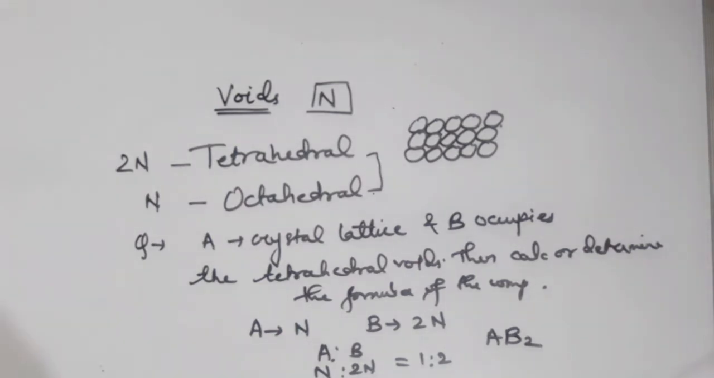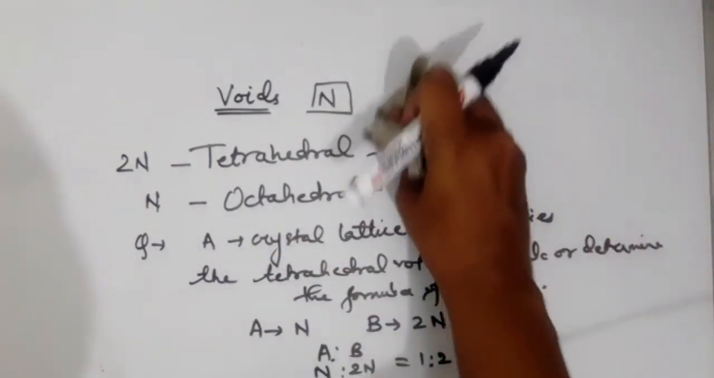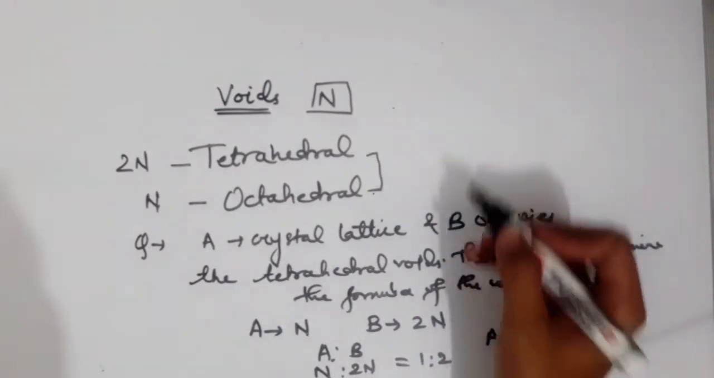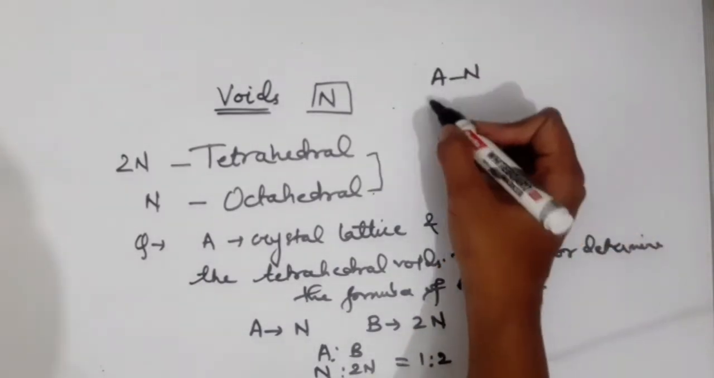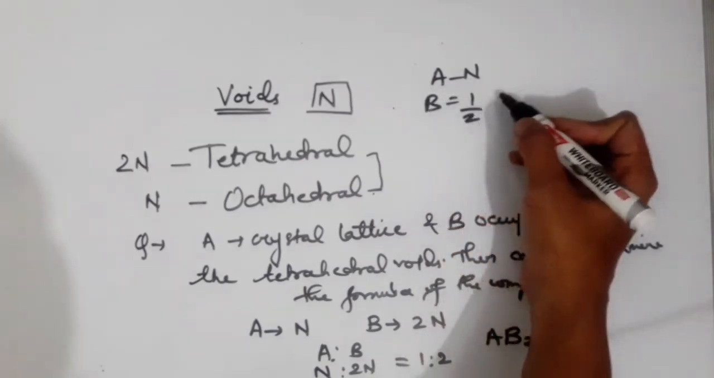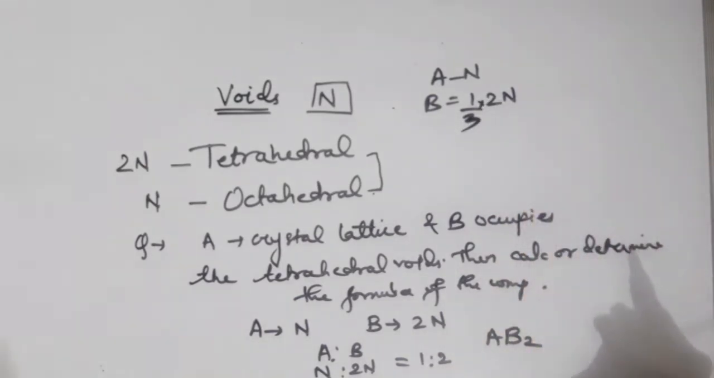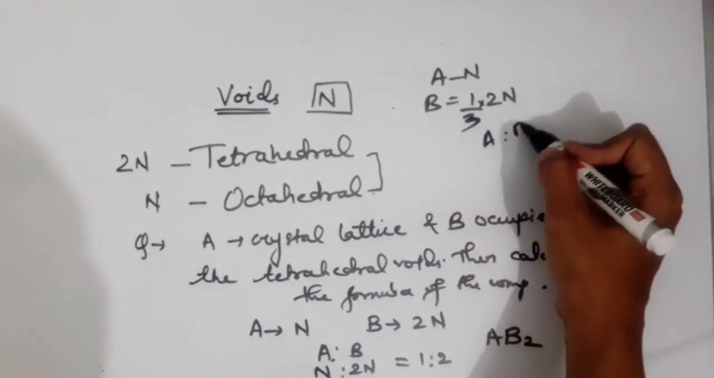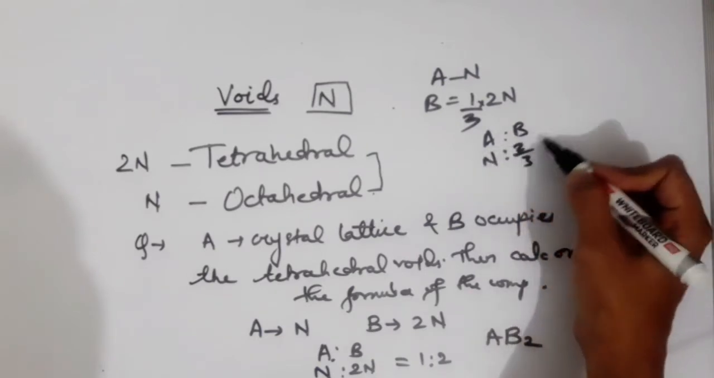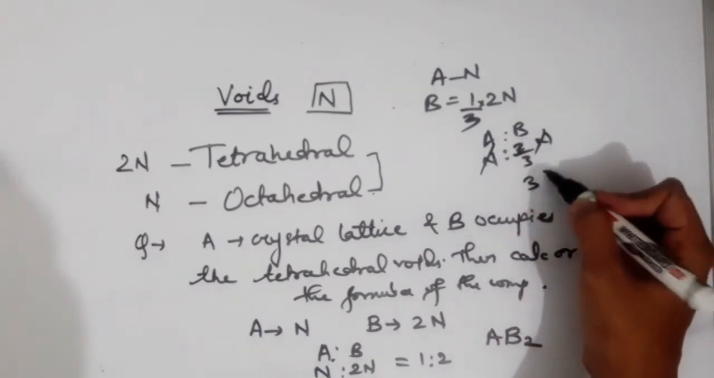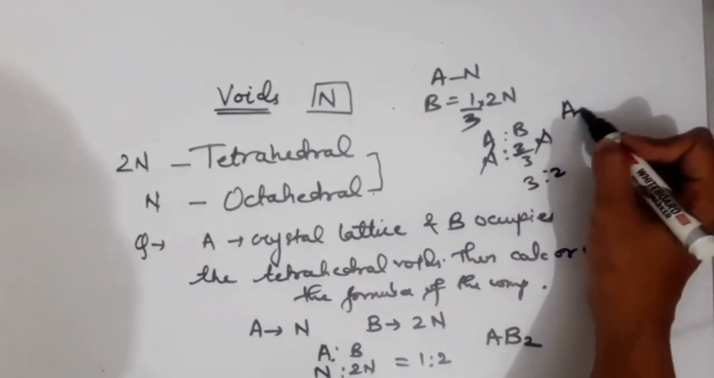Now again they can change the format of the question. They can give you A forms the crystal lattice and B occupies 1/3 of tetrahedral voids. So now the ratio will be n ratio 2 by 3 n, n and n cancel, and this will be 3 ratio 2, and the formula of the compound will then be A3B2.